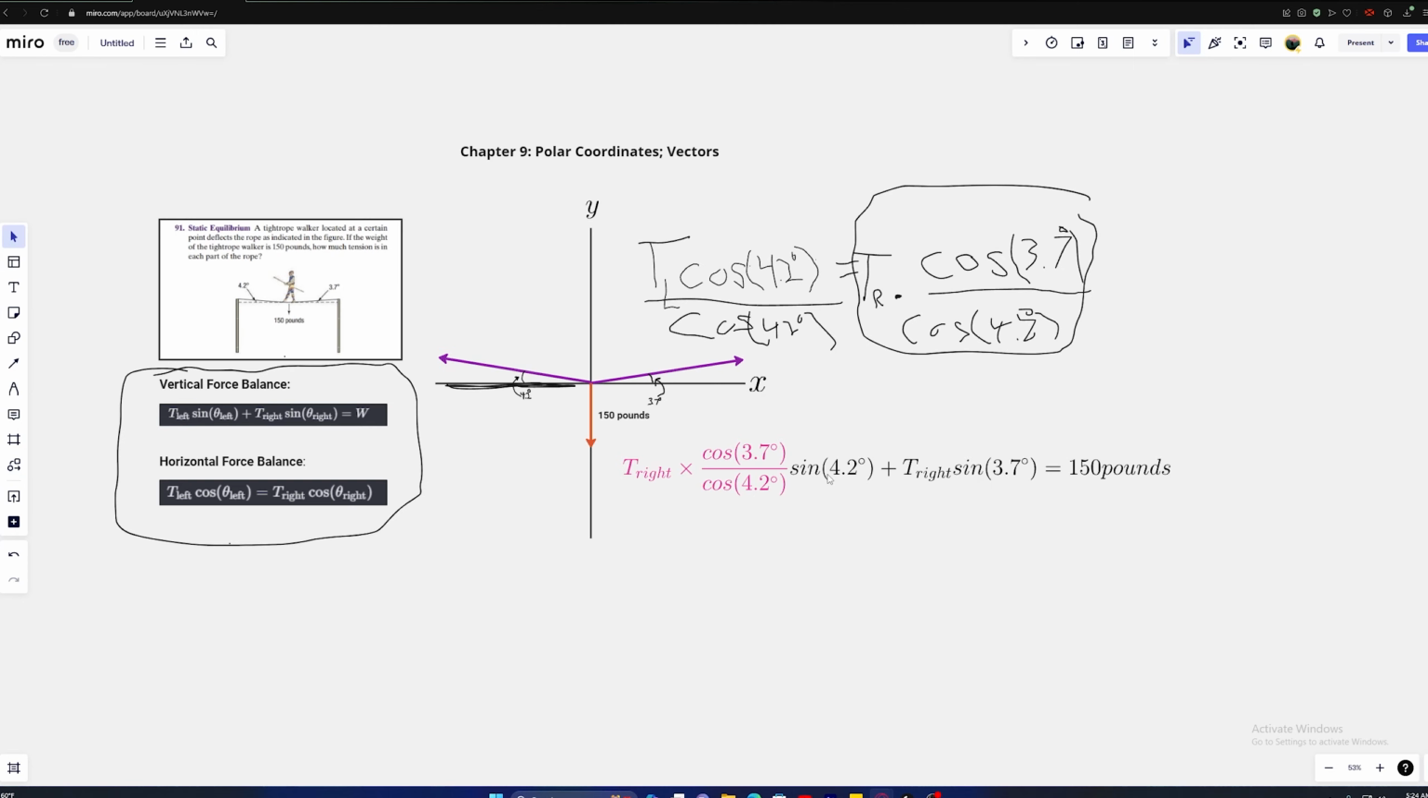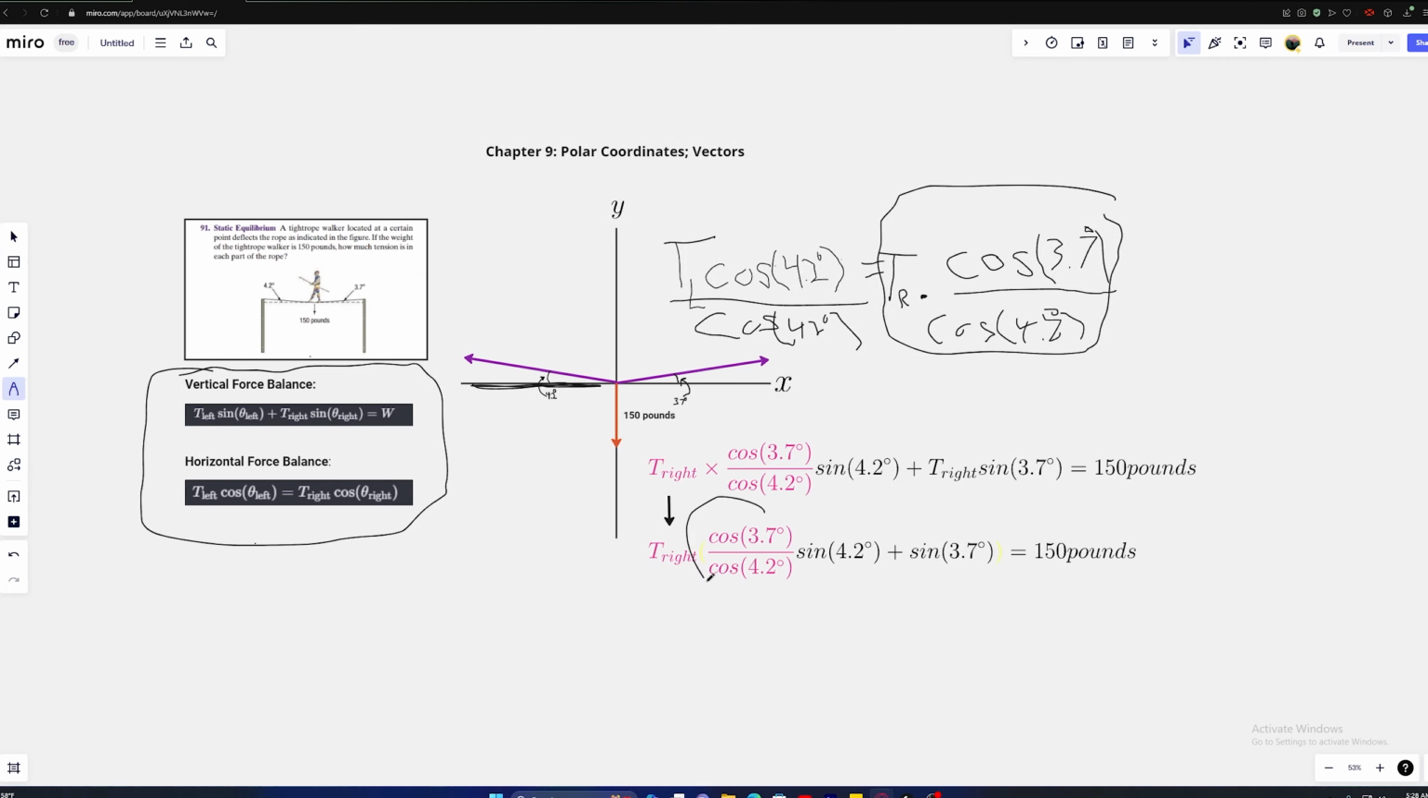From this, to not make this look messy, I just went ahead and pasted it here that what's in pink is substitution. The tension on the right that I got from the horizontal force balance. I plugged that into the vertical force equation. So instead of tension left, now it's tension to the right times cosine 3.7 over cosine 4.2 times sine 4.2 degrees. And this is how we're going to solve the tension on the right. Then after that, I factored out the tension to the right variable. And now you just calculate this right here, and then you just divide that. You do 150 pounds divided by this, which that should give you 1,088. That would be the tension on the right.